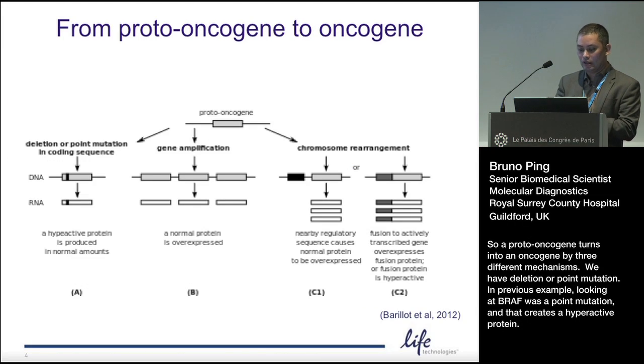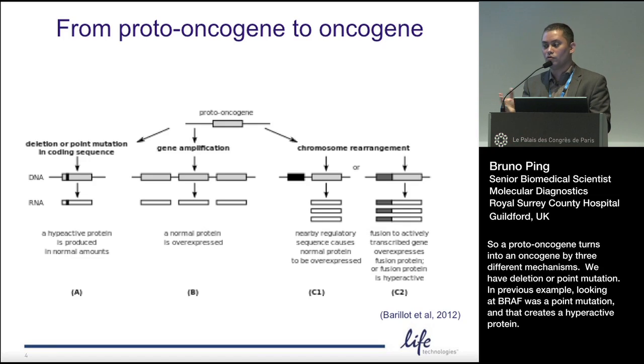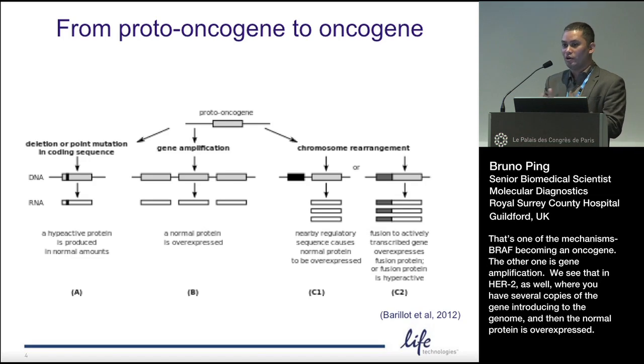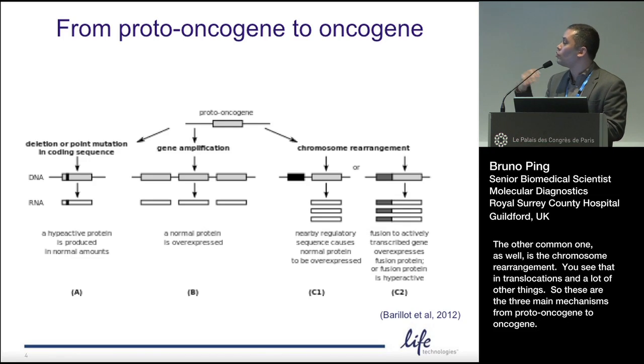A proto-oncogene turns into an oncogene by three different mechanisms. We have deletion or point mutation. In the previous example, BRAF was a point mutation, and that creates a hyperactive protein. That's one of the mechanisms of BRAF becoming an oncogene. The other one is gene amplification. We see that in Her-2 as well, where you have several copies of the gene introduced into the genome, and then the normal protein is overexpressed. And the other common one is chromosome rearrangements. We see that in translocations and a lot of other things. So these are the three main mechanisms from proto-oncogene to oncogene.